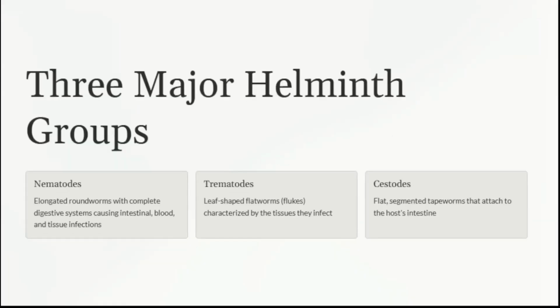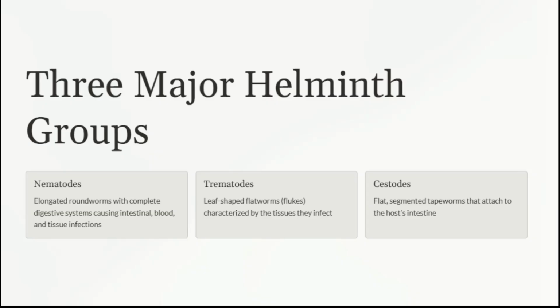So there are three major helminth groups: the nematodes, trematodes, and cestodes. Nematodes are the roundworms. They're elongated cylindrical worms with a complete digestive tract. Examples include Ascaris lumbricoides, also known as the giant roundworm. They have the hookworms, Ancylostoma and Necator, and the pinworms, Enterobius vermicularis. Nematodes cause intestinal and sometimes tissue infections.